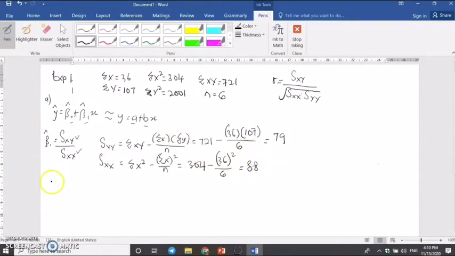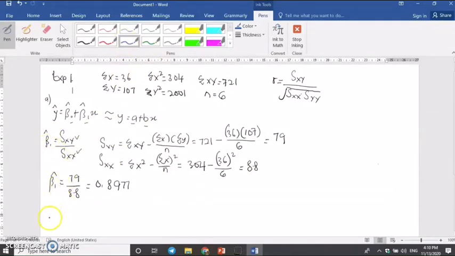Okay, so for beta 1 hat, we have this value. So you just put it in the formula, 79 over 88, and then you will get beta 1 hat, which is equal to 0.8977. Okay, so this one is beta 1 hat, and then followed by our beta naught.